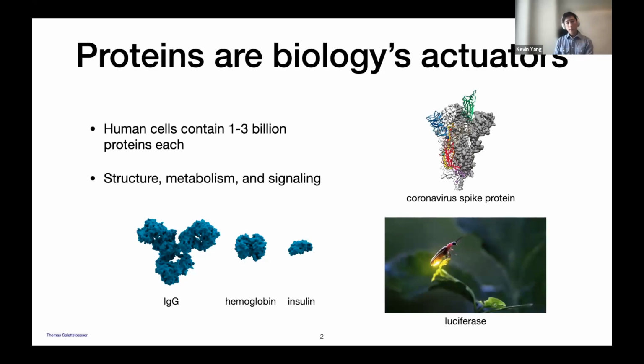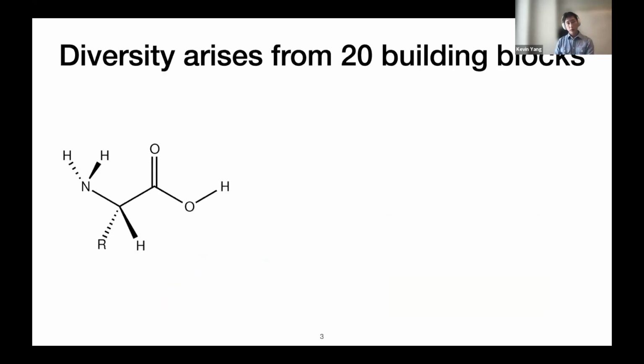All of this diversity in function arises from 20 fairly simple chemical building blocks called amino acids. They're called amino acids because on the left here, you can see they have an amine group, that's the NH2. On the right, there's a carboxylic acid group. Those parts are shared by all 20 amino acids. And they each have a side chain, which differentiates them and gives them their different chemical properties.